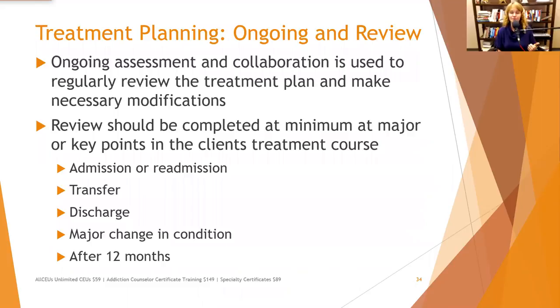Obviously, you're going to develop it. Readmission, maybe they discharged and they were out for 3 months and then they relapsed and they're back. Well, you may be able to look at their treatment plan and see where they're supposed to be because they were in an IOP program and work with that, but you're going to need to reassess it at readmission. At transfer, at discharge, if there's a major change in their condition, such as a manic episode or they're admitted to the crisis stabilization unit for suicidal ideation, you're going to do a reassessment. And after 12 months, regardless of what's going on.